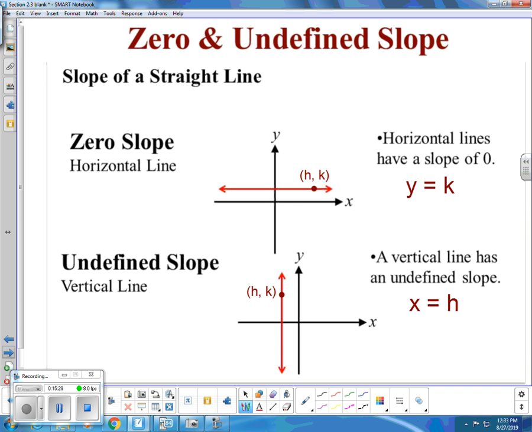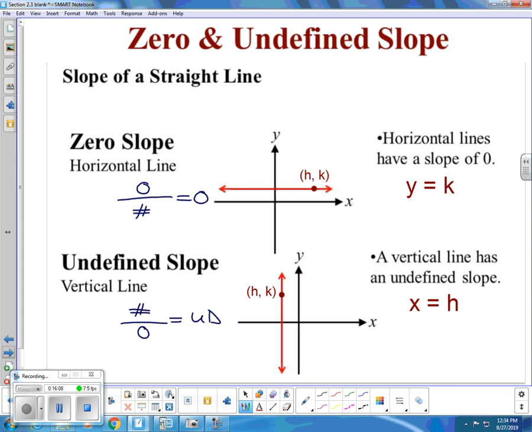Zero and undefined slope. If I have a horizontal line, I am rising none. There's no change in my height, but the change in the x can go up to infinity. So you can take 0, let's just make that any number, divided by any number, and I get 0. So horizontal lines have a slope of 0. Vertical lines, on the other hand, I'm rising a specific amount, but I'm not running at all. My horizontal change is 0. You cannot divide by 0.